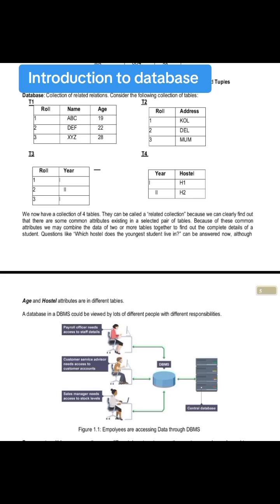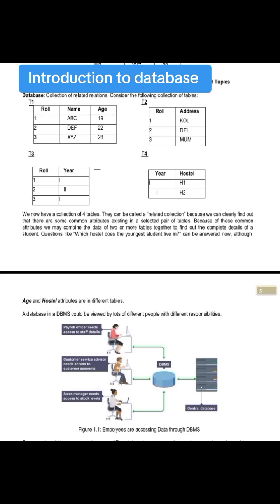So we may have three different people: one at the level of the payroll, another at the level of customer service, and another who is a sales manager. They all want to access information or data in the database. They have to pass through what we call the database management system. We can have some of these database management systems. We can have Oracle, which is an enterprise database management system, and we have many.